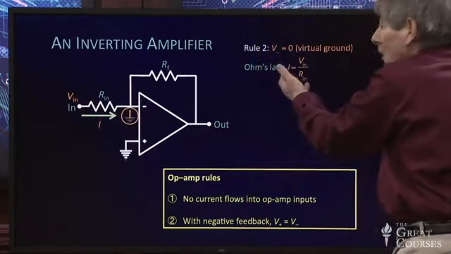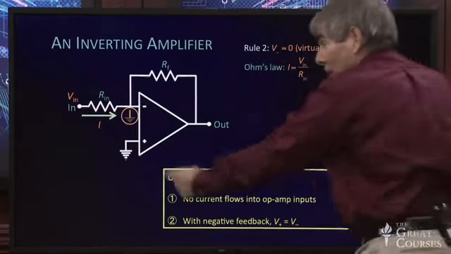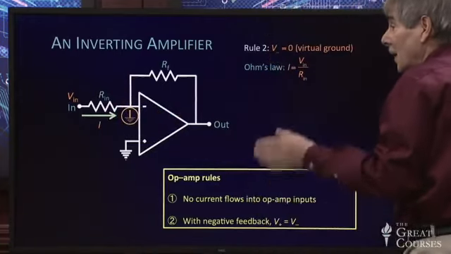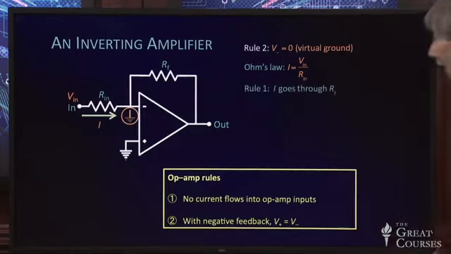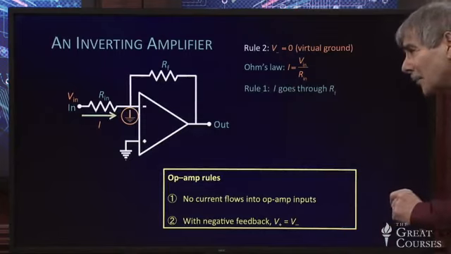And so Ohm's law tells us that the current is simply V in over R in, because we've got V in on one side and 0 on the other side. The voltage across the resistor is simply V in. Ohm's law, I is V in over R in. Now we go to rule 1. Rule 1 tells us, well, that's not quite what it says, that's what it infers.